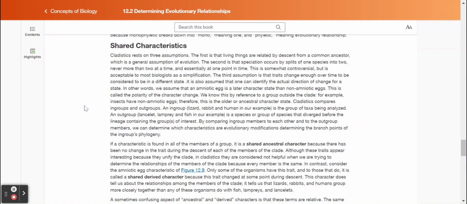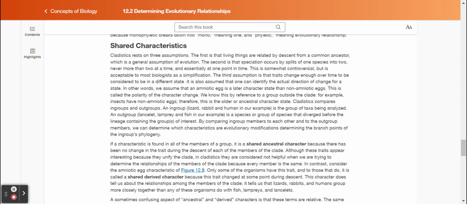Shared characteristics. Cladistics rests on three assumptions. The first is that living things are related by descent from a common ancestor, which is a general assumption of evolution. The second is that speciation occurs by splits of one species into two, never more than two at a time, and essentially at one point in time.